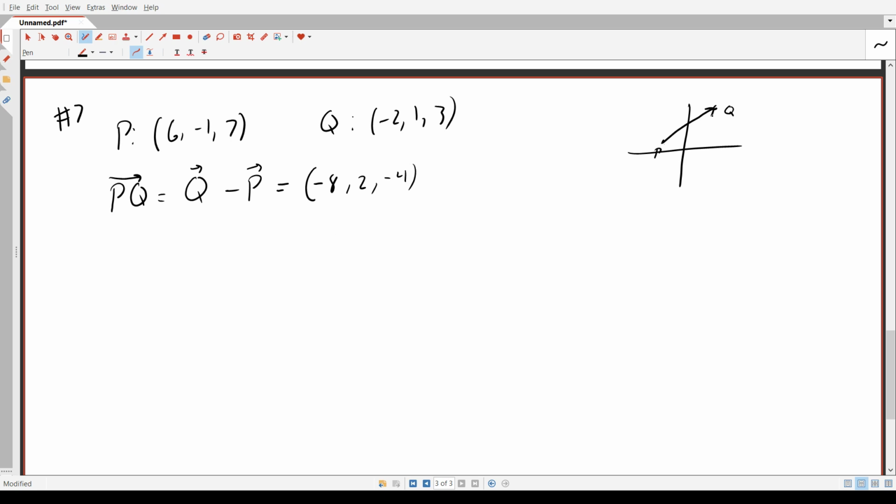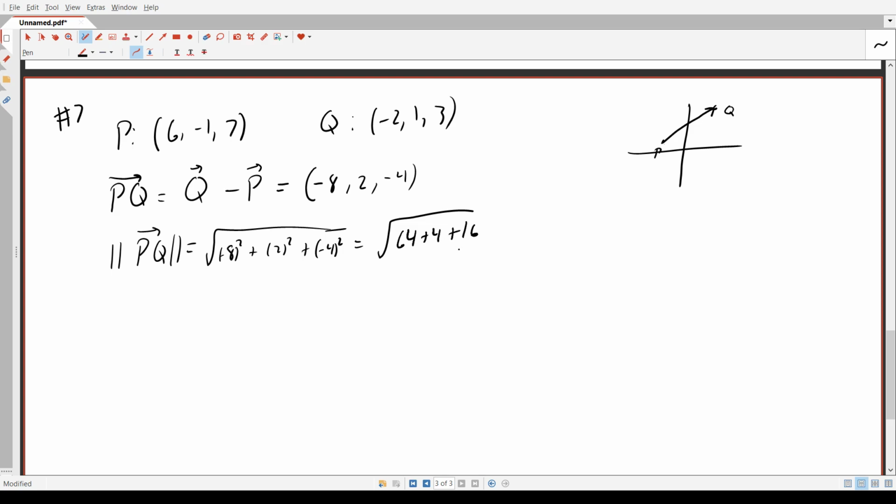Okay, so this is this vector, and we want to take the norm of this. So norm PQ is minus 8 squared plus 2 squared plus minus 4 squared, square root of 64 plus 4 plus 16, square root 84. Yeah, okay. So I guess I could technically simplify that because I can factor out a 4. So that'd be 2 root 21, but this was the answer choice.